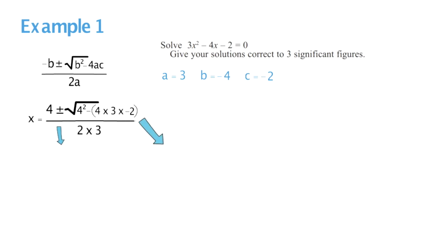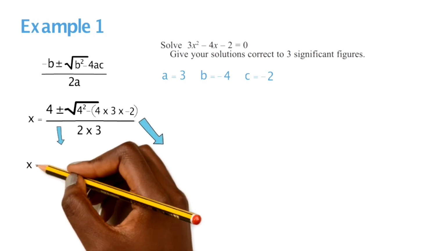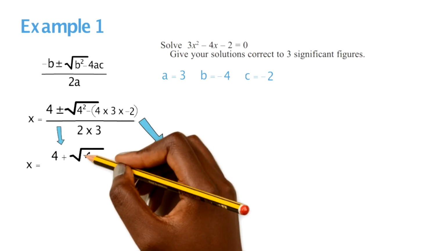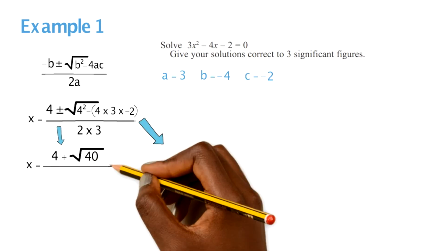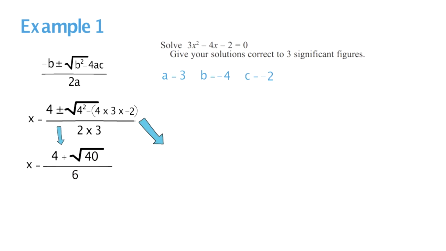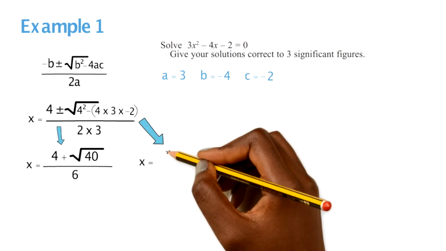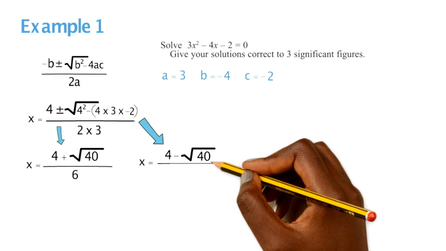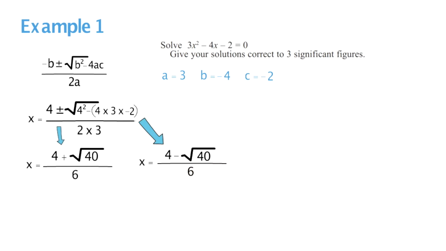Now I'm going to split this up just to show you something. The plus and minus is there because you're going to do one version where you do 4 plus whatever's in your root over 6, and then you're going to do 4 minus. This is why you end up with two answers for the quadratic formula. You tend to have one positive answer and one negative answer. Working this out in your calculator, you'd end up with x equals 1.72 and x equals minus 0.387.